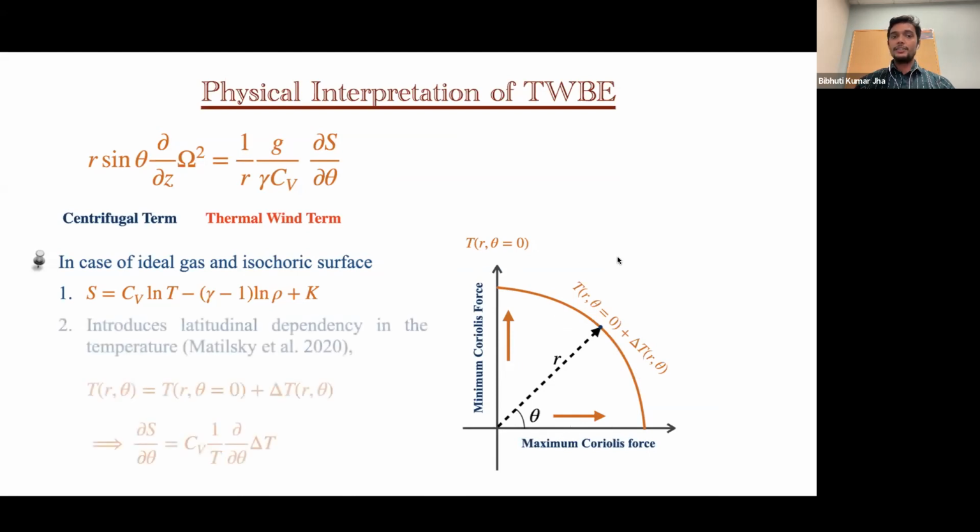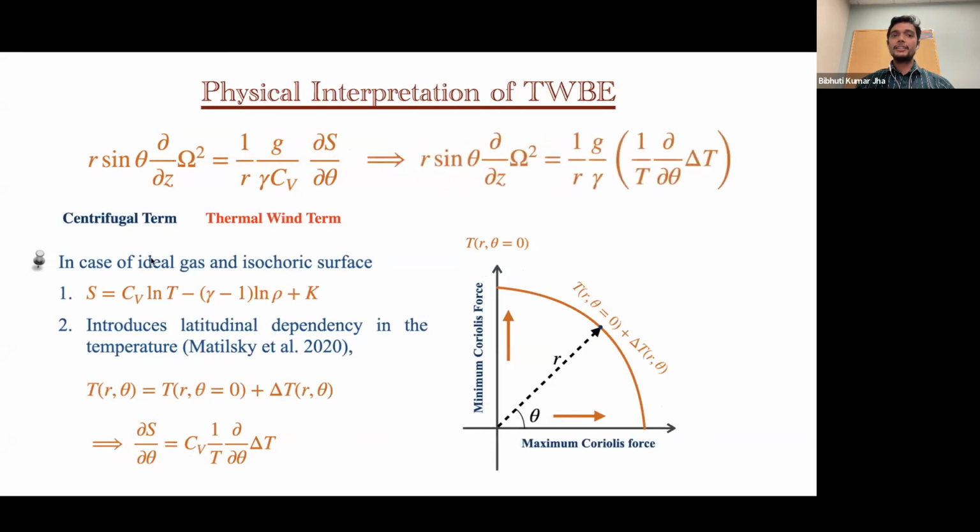If that is the case, and it has also been shown by Matilsky et al. in 2020, but there they have not discussed the physical interpretation of that temperature difference. So what we can do is split this temperature profile of the sun, T(r, theta), into two terms: the temperature at the pole plus some delta T(r, theta), which depends on r and theta as we move from pole to the equator. Now if we use this T in this equation, we will get delta S by del theta something like this. And if we substitute this in our thermal wind balance equation, we will get something like that.